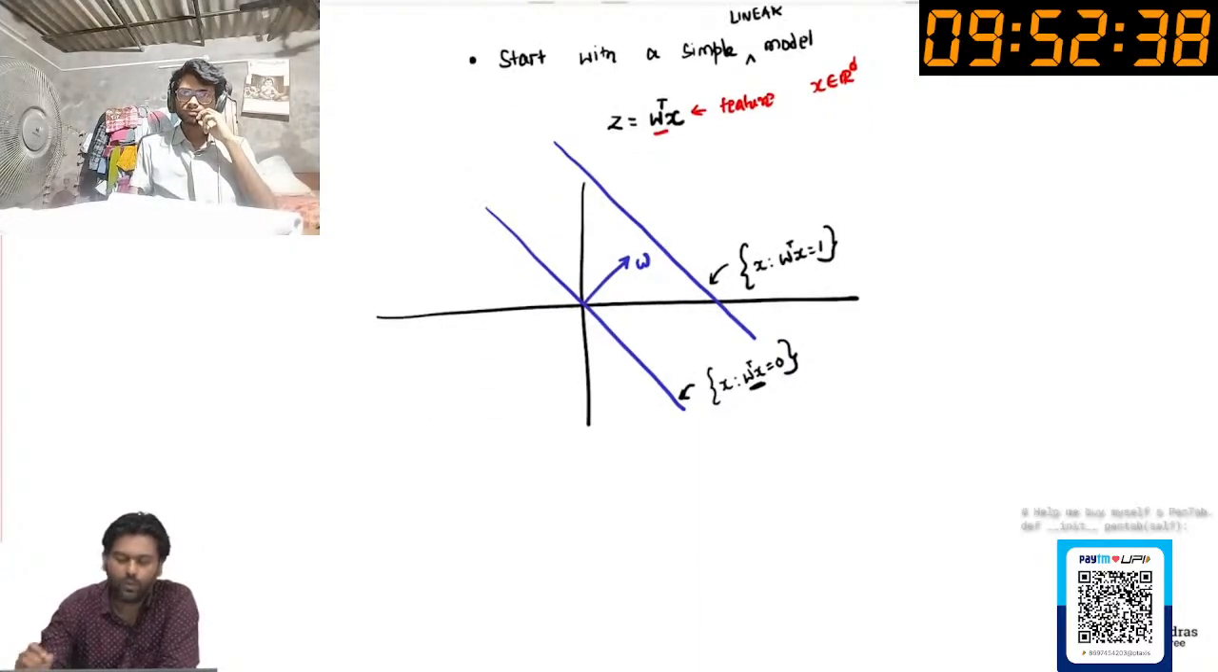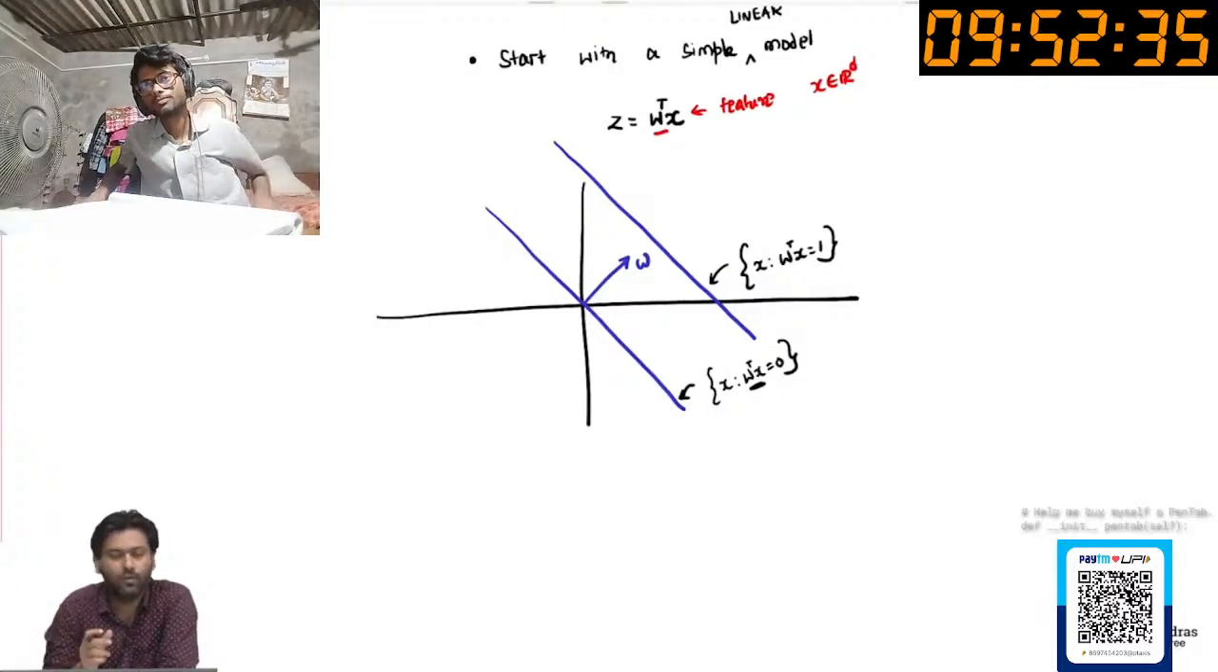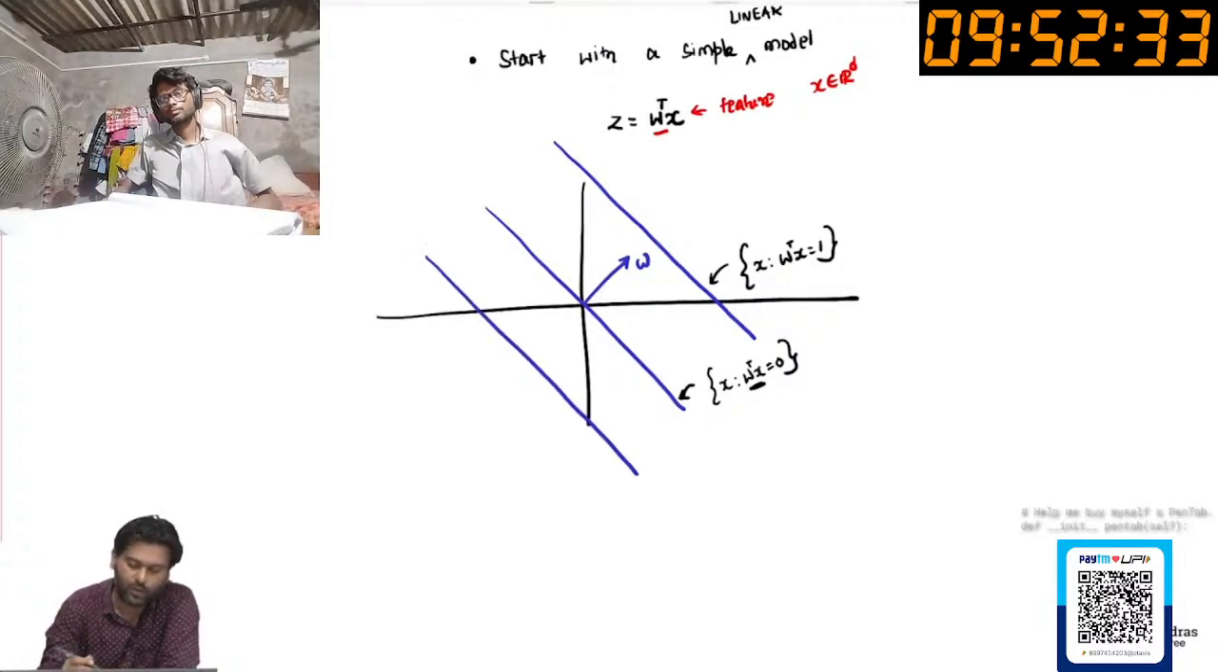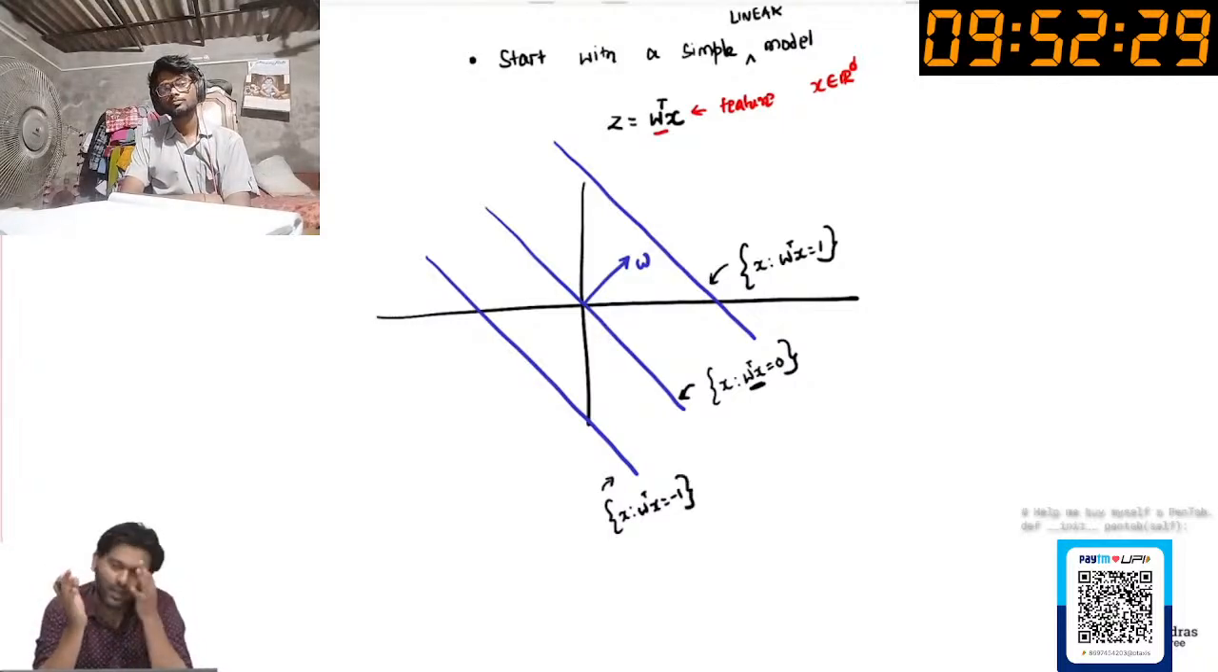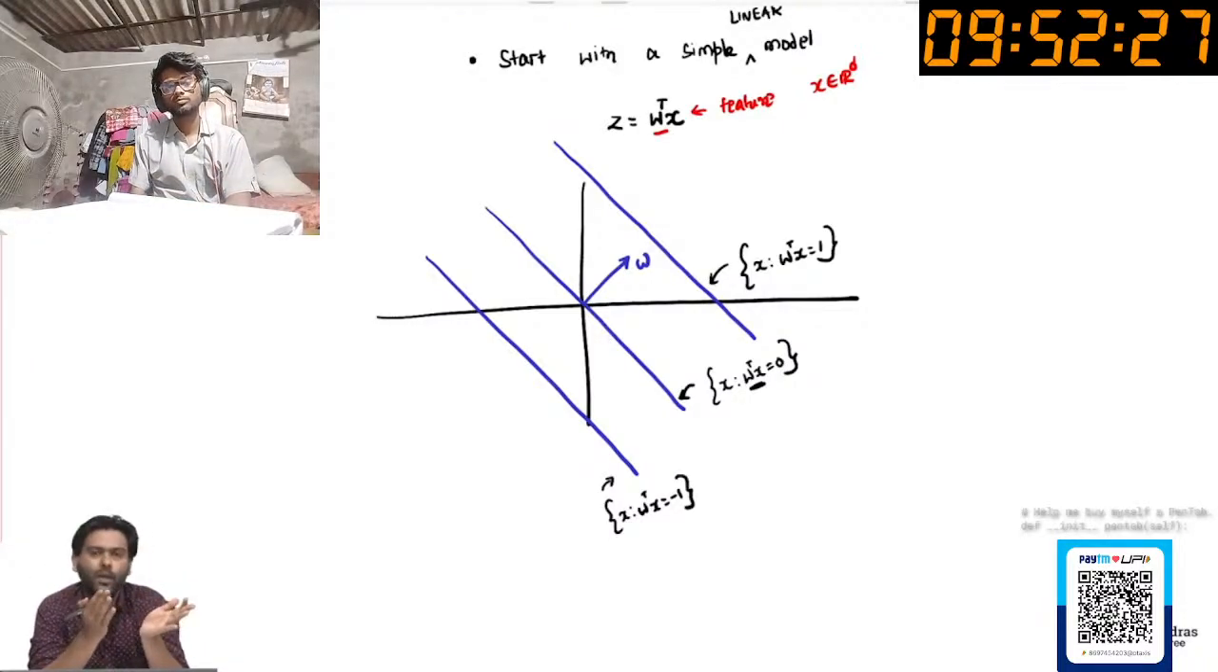Now similarly, where are the set of points for which the score is minus 1? Remember, the score is just a dot product, the way we are thinking of it. So the score could be minus 1, and that could be somewhere here, right? So this is the set of all x such that w transpose x equals minus 1. If the score is negative, then the data point is highly probable to be labeled minus 1. If the score is positive, then the data point is probable to be labeled as positive.